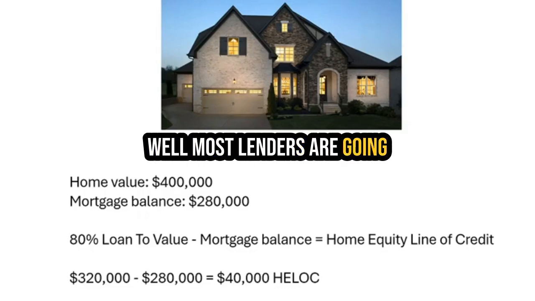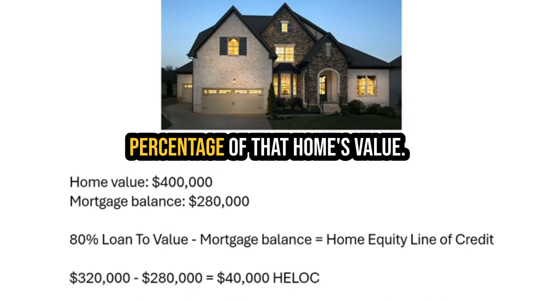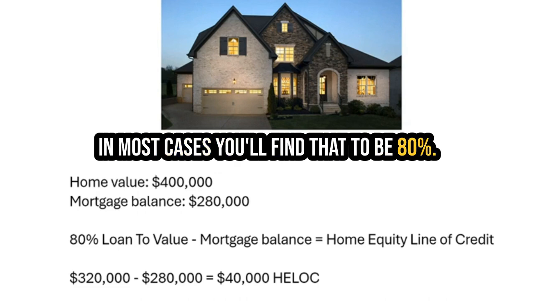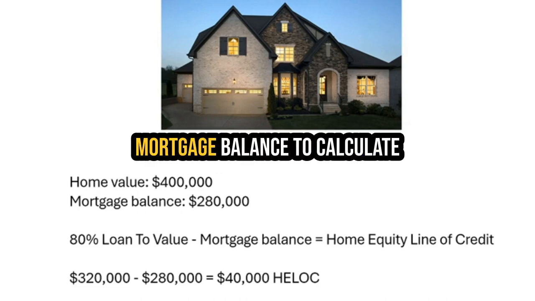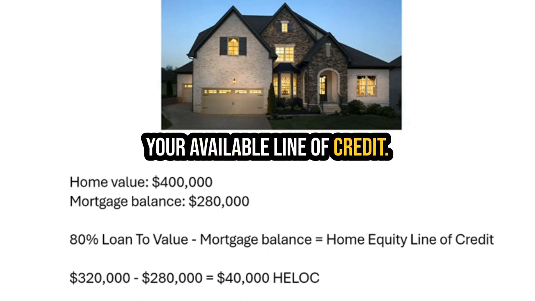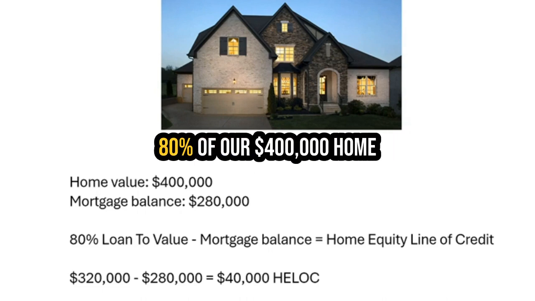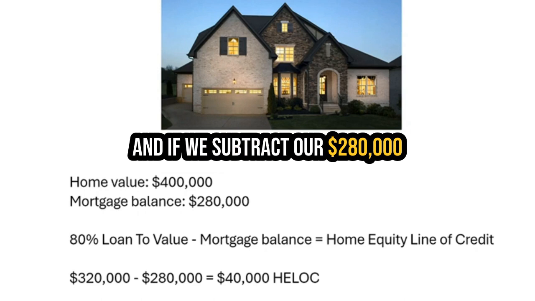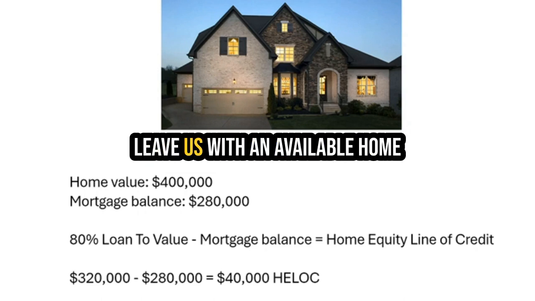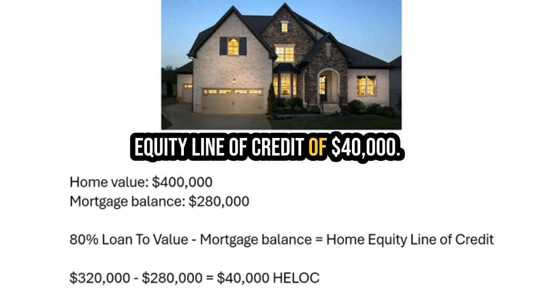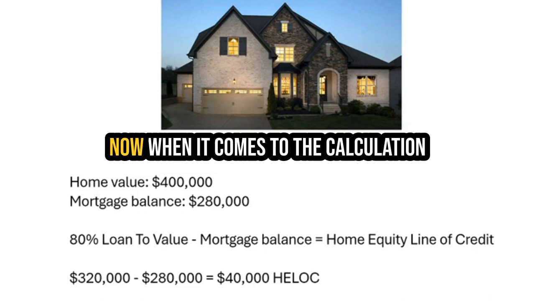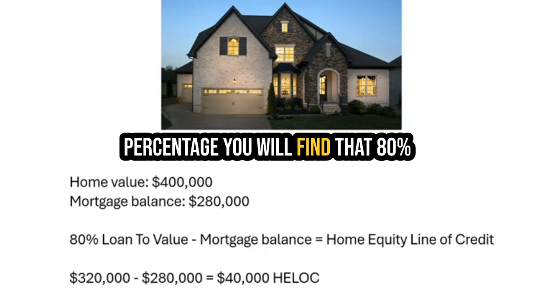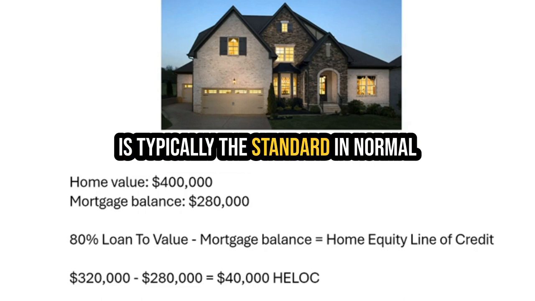Well, most lenders are going to look at a home and take a certain percentage of that home's value. In most cases, you'll find that to be 80%, and they're going to subtract the mortgage balance to calculate your available line of credit. So in our example, if we take 80% of our $400,000 home value, that would be $320,000. And if we subtract our $280,000 mortgage balance, that would leave us with an available home equity line of credit of $40,000.